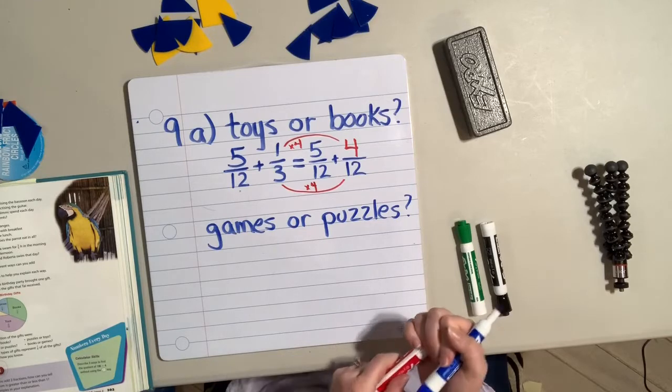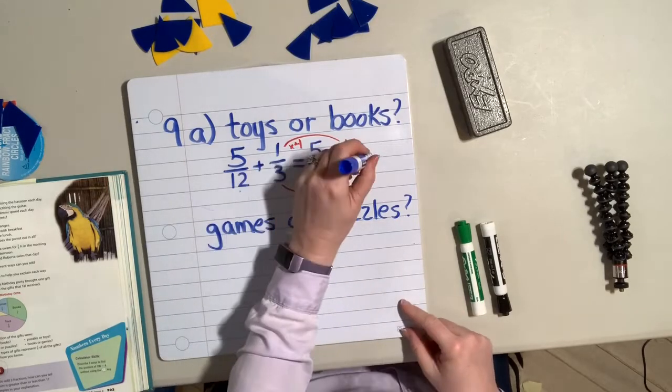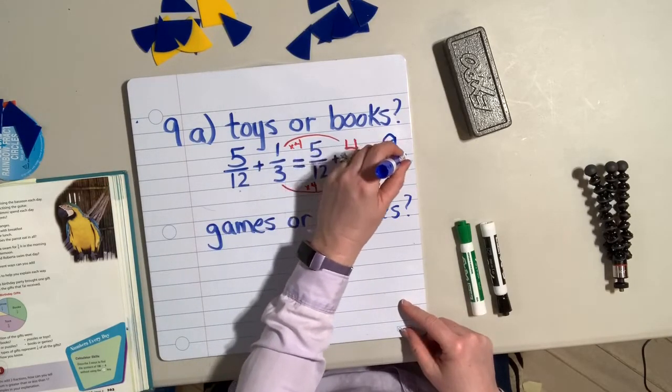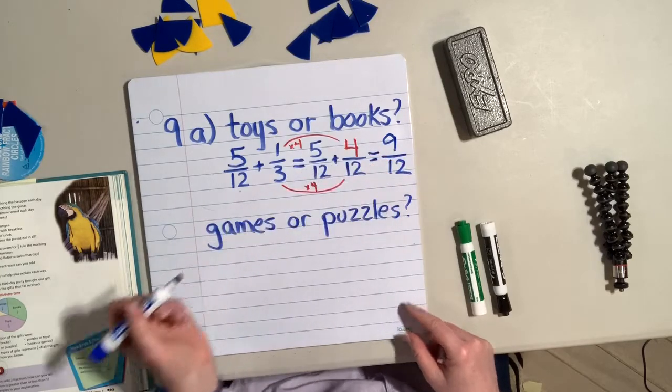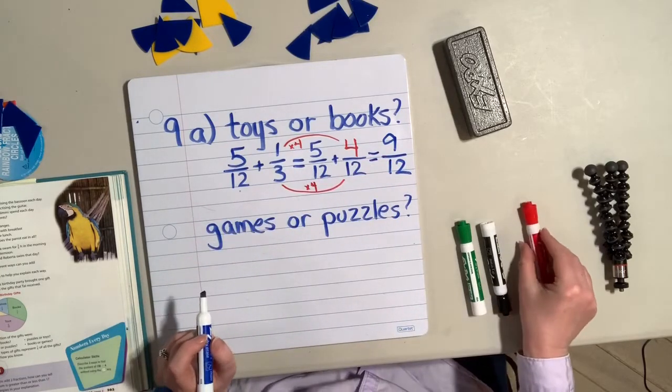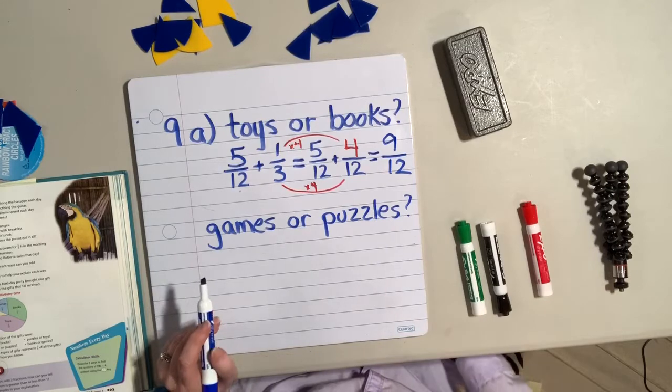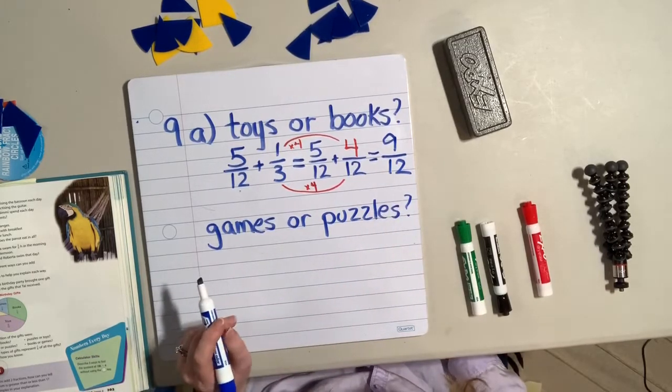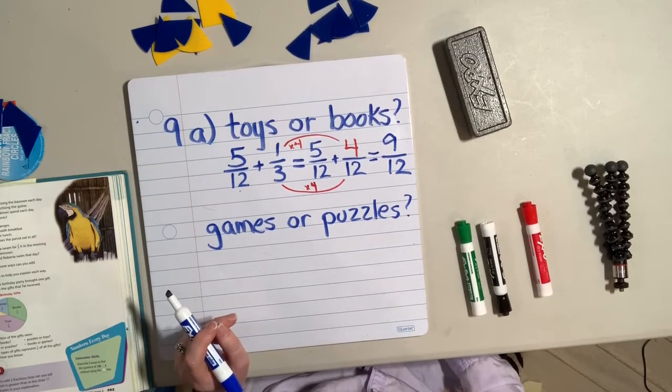They are both 12ths. 5 plus 4 equals 9. So the answer would be 9/12. Now don't forget, for a word problem, you do need a sentence. So you would say 9/12 of the gifts were toys or books.